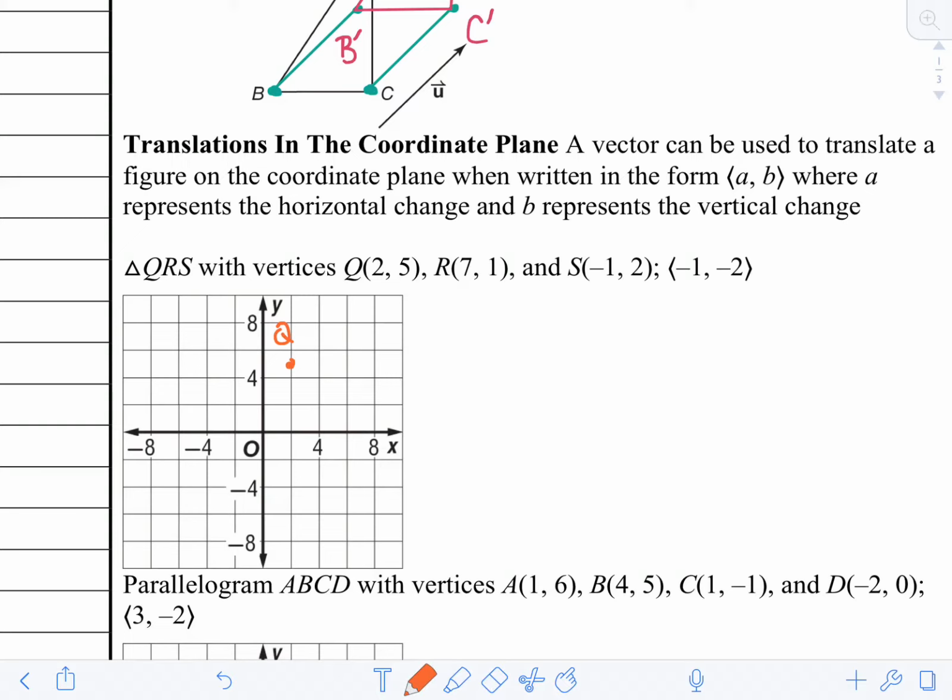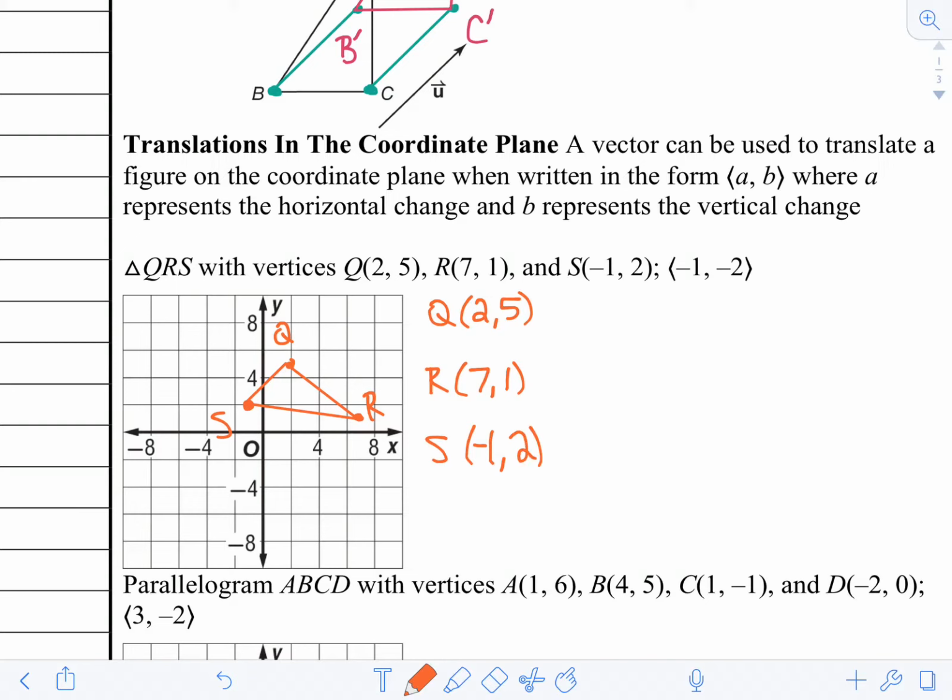R is 7, 1, so 7, then up 1. There's R. And S is at -1, 2, so there is S. I'm going to connect the dots, and there is our triangle. Now we're going to write down these ordered pairs again. Q, R, and S: 2, 5, 7, 1, and -1, 2.